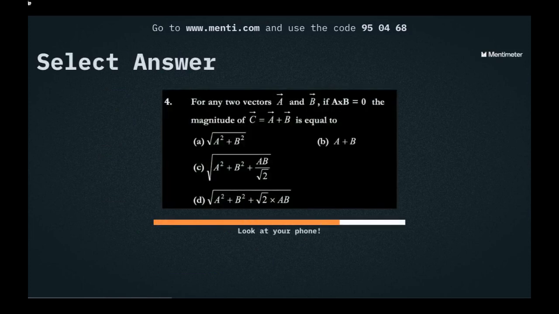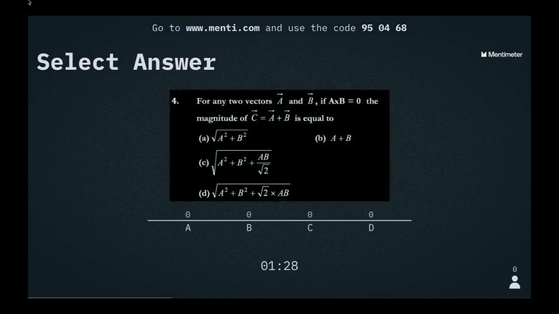For any two vectors A and B, if A cross B is equal to 0, the magnitude of C equal to A plus B is equal to: square root of A square plus B square, just A plus B, square root of A square plus B square plus AB whole by root 2, or square root of A square plus B square plus root 2 AB. The formula is derived from square root of A square plus B square plus 2AB cos theta.